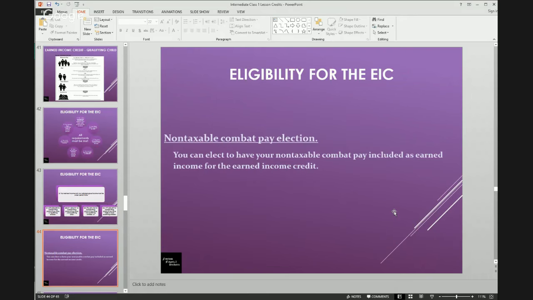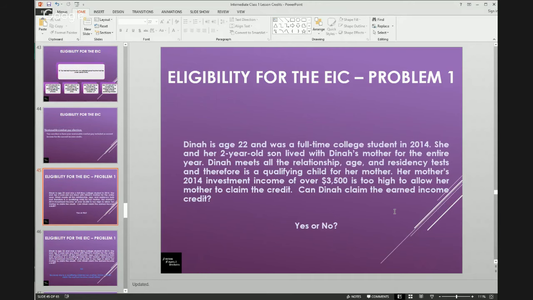In the event that you are serving our country and you have combat pay, you'll see that the curve for this credit goes up and then it goes back down. In the case of combat pay, you actually are able to choose whether you want to use the combat pay, and you can calculate the credit both ways and then use the one that provides you with the most amount of money. So here we have Dinah.